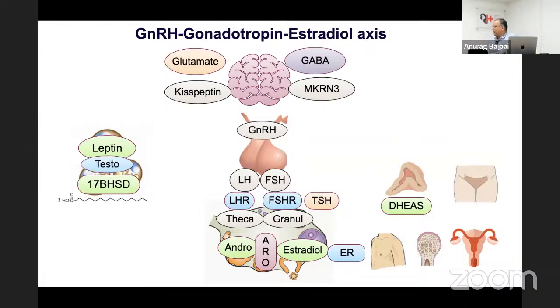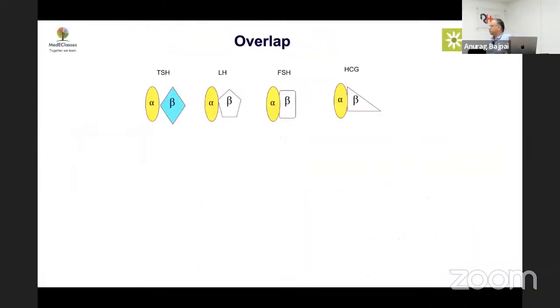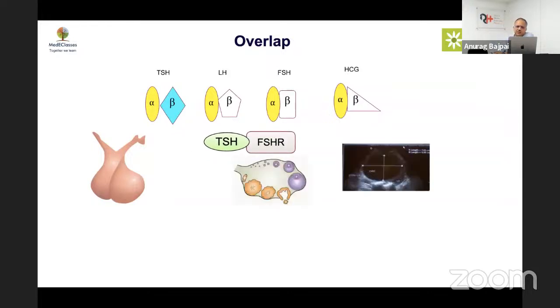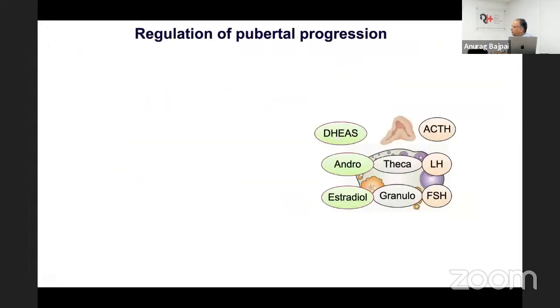There is also 17 beta HSD, which produces testosterone, which is then aromatized. An important aspect, as I discussed, is the overlap between glycoprotein hormones, which share their alpha proteins, while their beta peptide chains have a different structure, but still have an overlap. So TSH has an overlap on the FSH receptor, resulting in a large ovarian cyst and peripheral precocious puberty in girls.